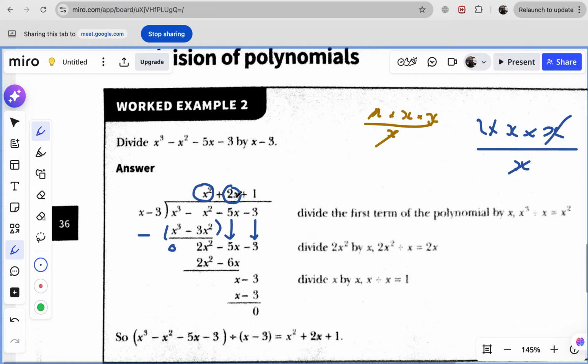Okay, so you subtract again. What are we subtracting? This one minus this one. 2x squared minus 2x squared will be 0. But remember, this minus and this minus will make this one to be plus. It will be plus 6x. So it's like you are saying negative 5x plus 6x. It will be 1x.